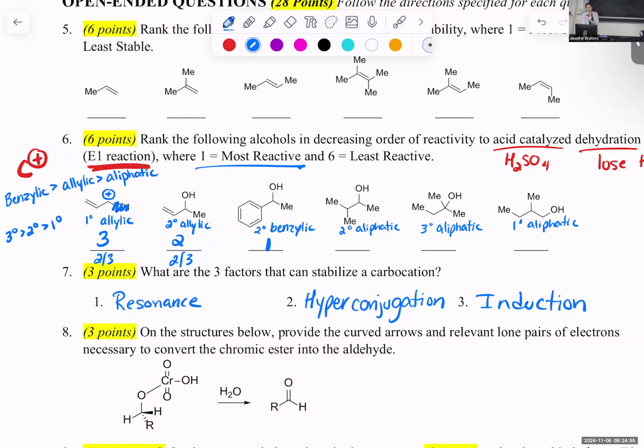Then I move to the structures that have no resonance. So now I'm looking at my aliphatics. For those, we're going to be looking at the tertiary is just the best out of those, followed by secondary, followed by primary. Any questions about carbocation stabilities?